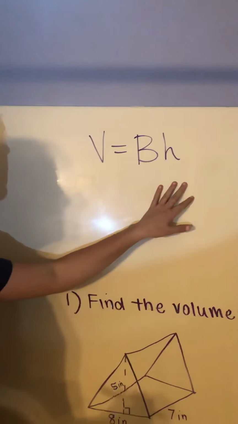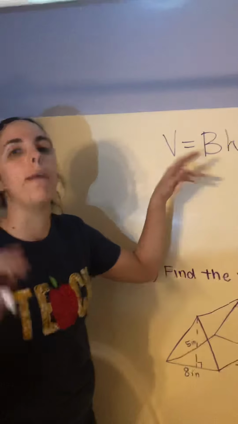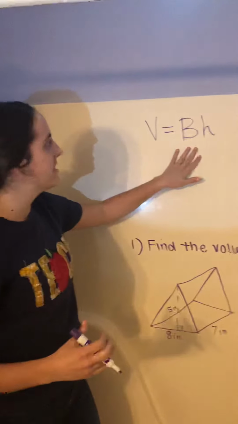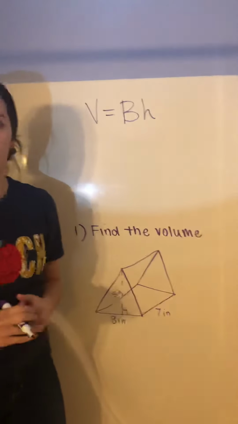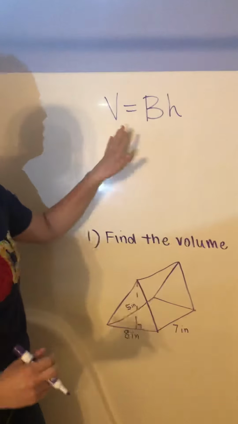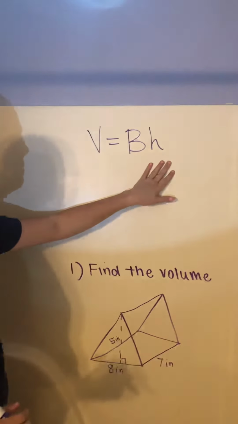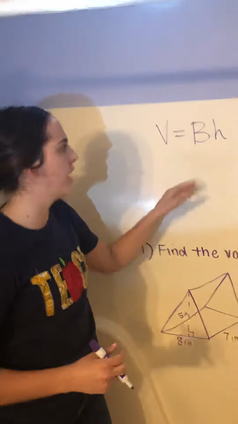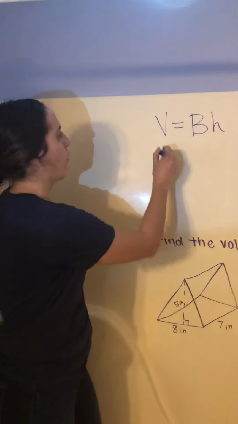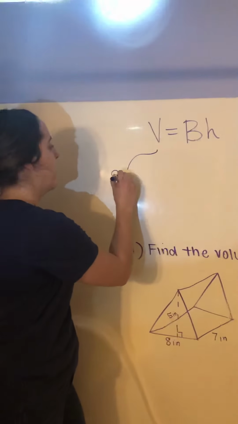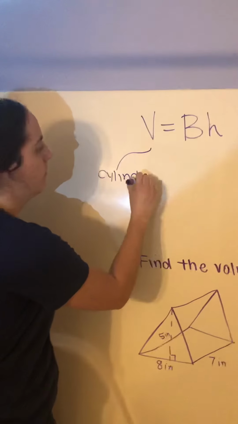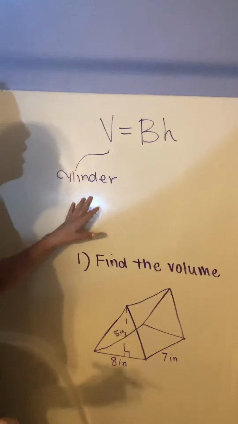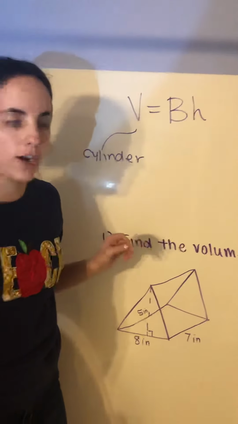This is what I like to call the mama formula of prisms and cylinders. This is where all the formulas come from, okay? So V equals capital BH. Let me explain what I mean by that. So, to find the formula for volume of, let's say, a cylinder, V equals capital BH, you have to know what the base shape of a cylinder is.